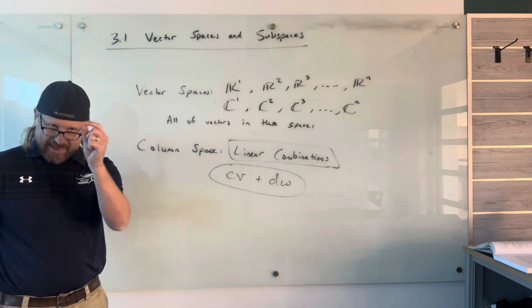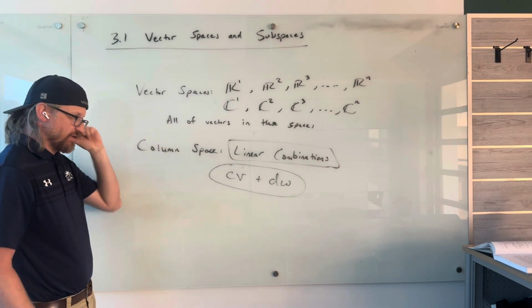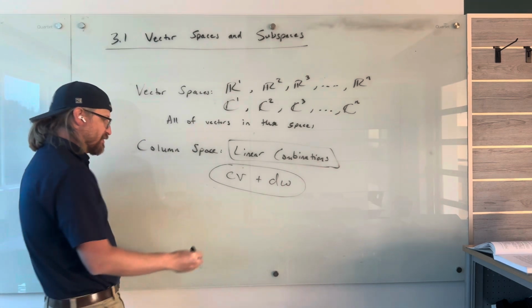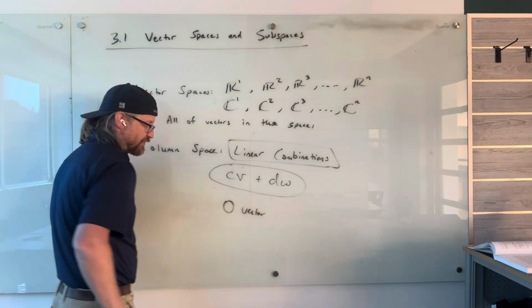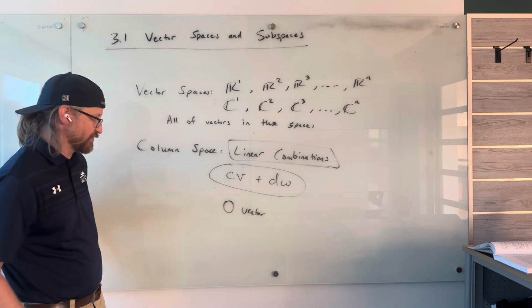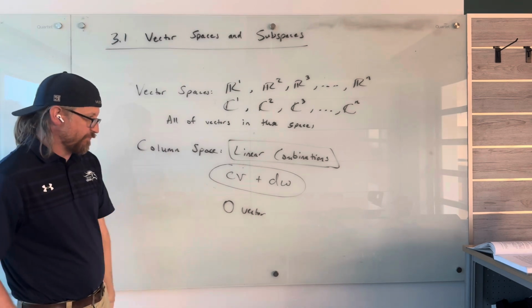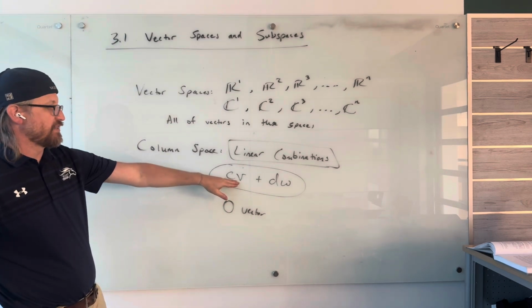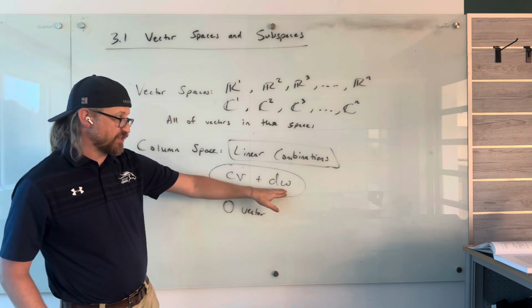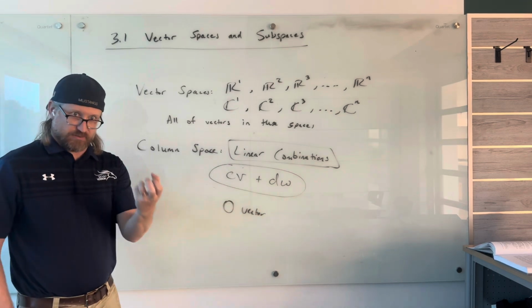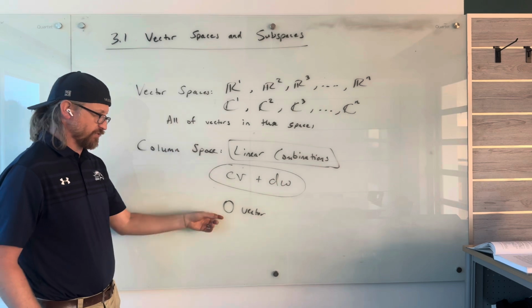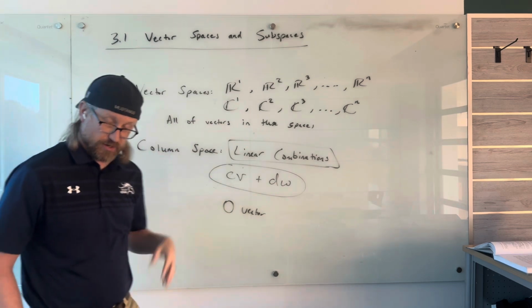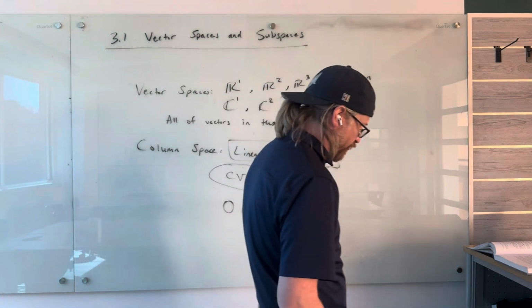But there's one little caveat that we have to make sure happens, and that is that we need the 0 vector to exist within this space, because what if, for example, we were able to take cv and subtract from it cv, then 0 has to be in that vector space. We cannot have a vector space without this 0 or the origin included.